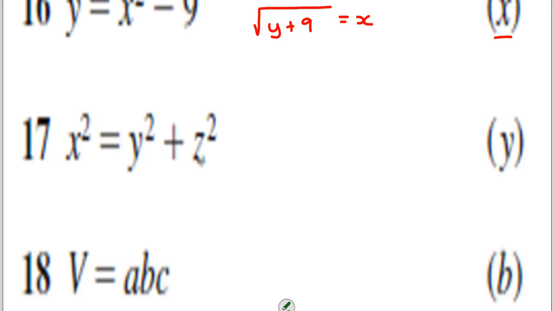17, x squared equals y squared plus z squared. We want to make y the subject.